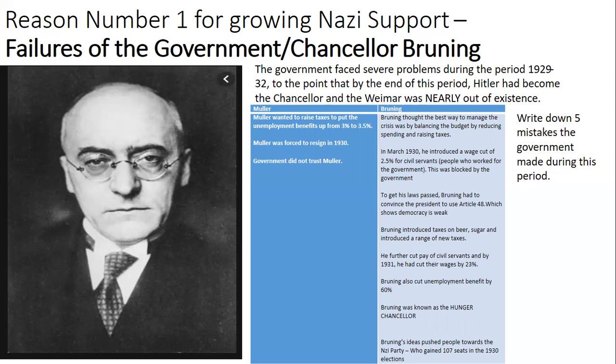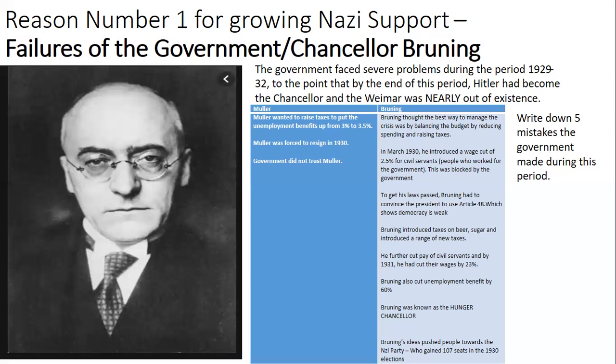In 1931, he did actually cut the wage of the government workers, the civil servants. He cut it by 23%. So there was a lot of unhappiness within the government about how Brüning was treating them. Furthermore, he cut unemployment benefit by 60%.